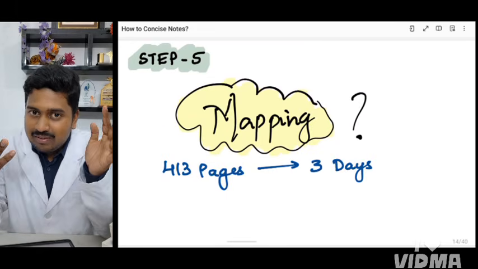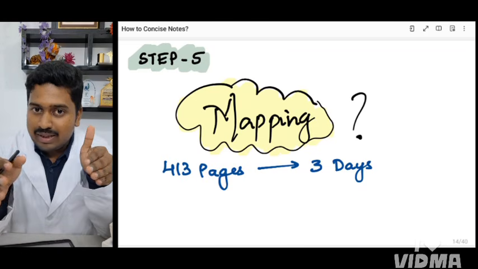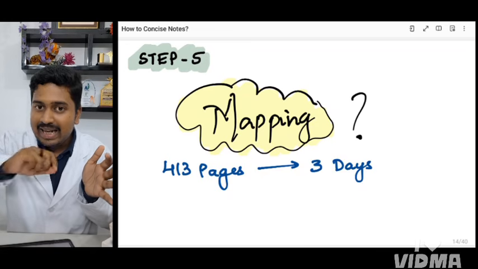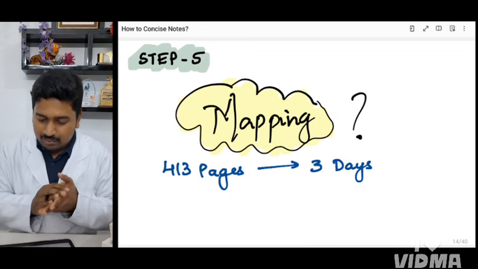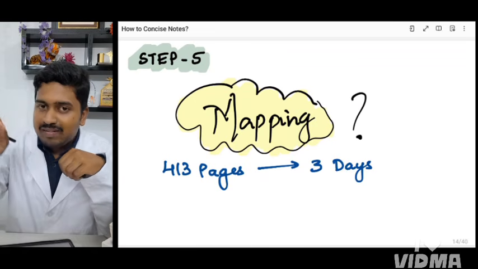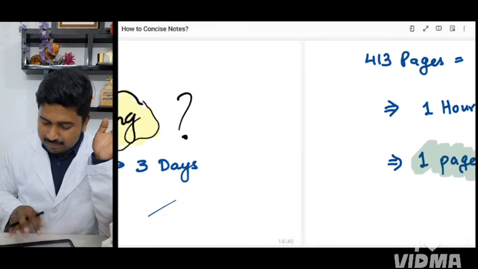So what is the next step? Step 5. Now you know what to read. You have concised your notes to 413 pages. You have also marked what is high yield in each note by going through previous year topics and highlighting them, which hardly took you about 1 hour, not more than that. In the beginning only you do that, okay? And now the most important step is mapping. Now what is mapping? Not all topics are important, you know by now. So you have to complete 413 pages in 3 days.